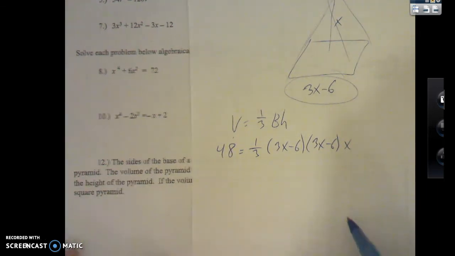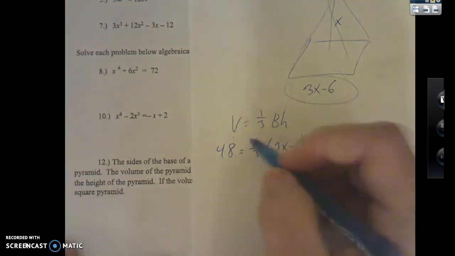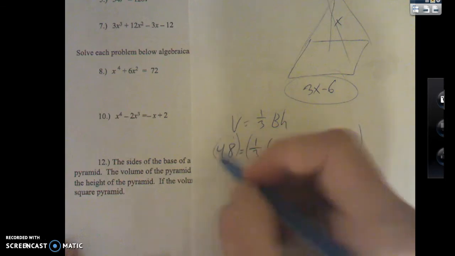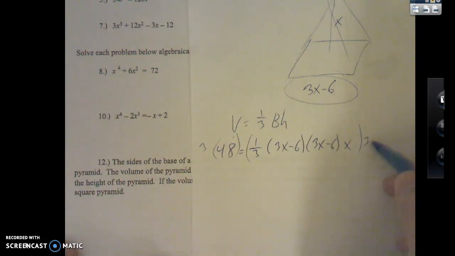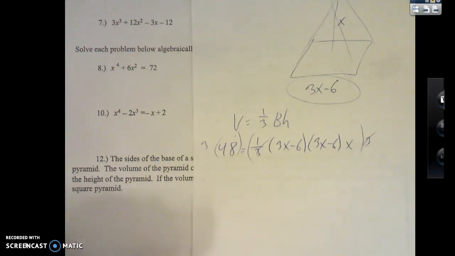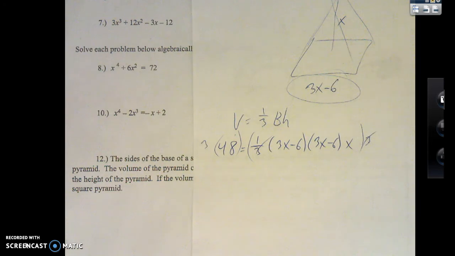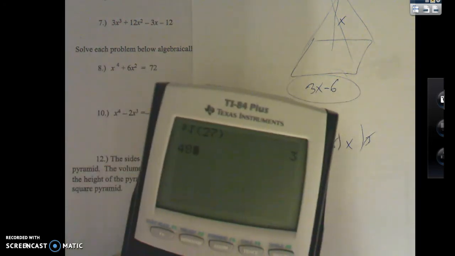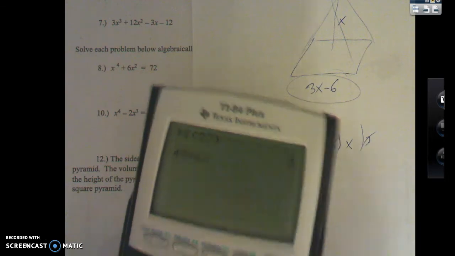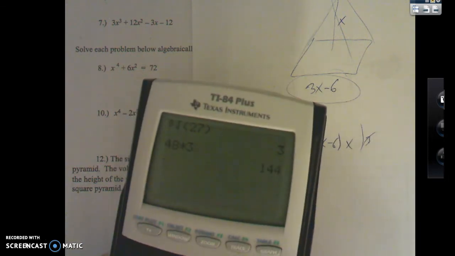I hate fractions. I'm getting rid of that 1/3 by multiplying both sides by 3. That cancels it out on the left, and on the right I'm going to get 48 times 3. That's 144.